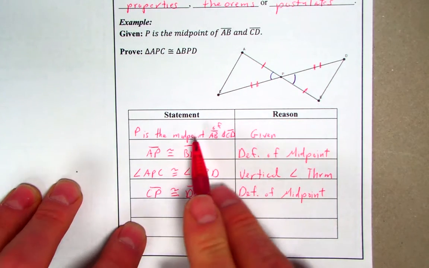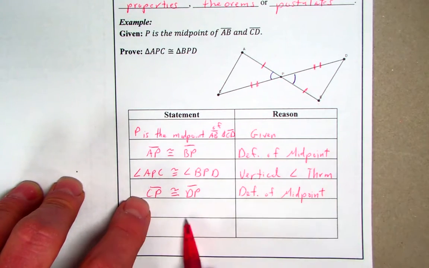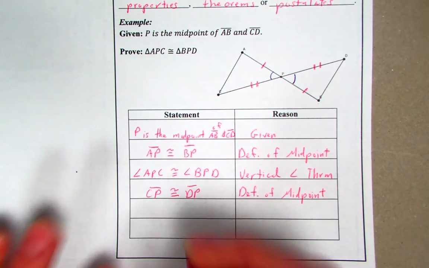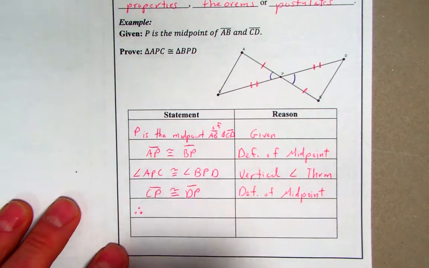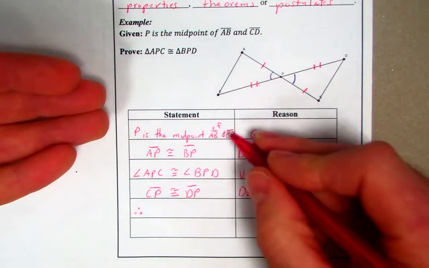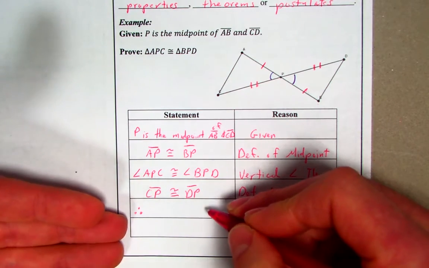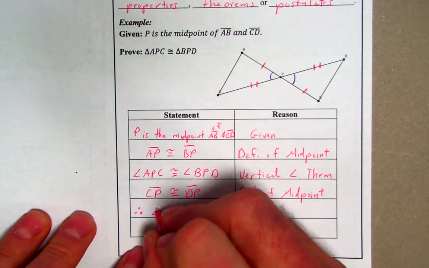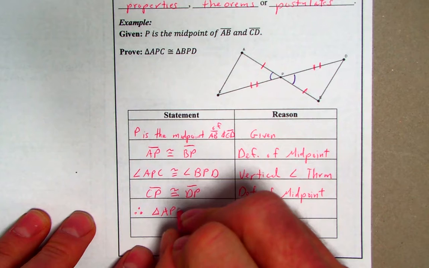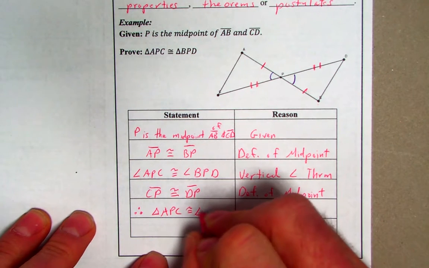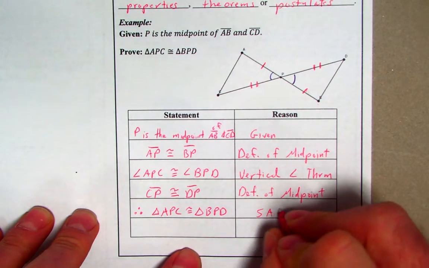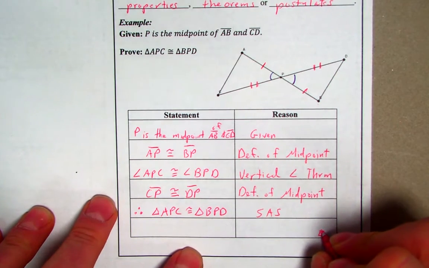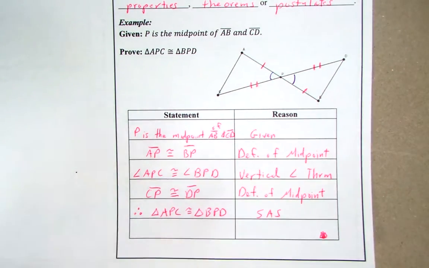All right, so we have all this information in order. Well, we can now reach a conclusion. You don't have to write this, but these three dots in a triangle mean therefore. So, therefore, here's our conclusion that triangle APC is congruent to triangle BPD by the side, angle, side method. We'll put a little box there to say that our proof is done.